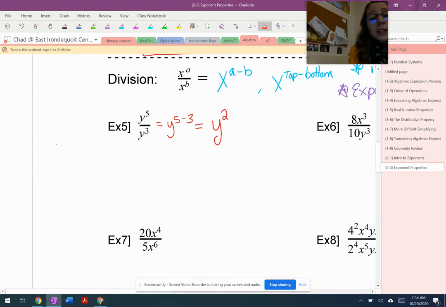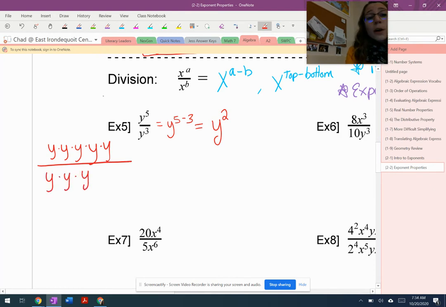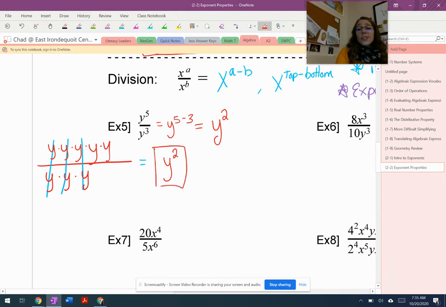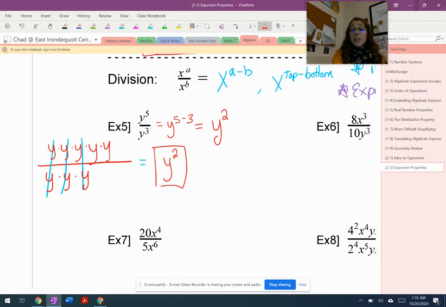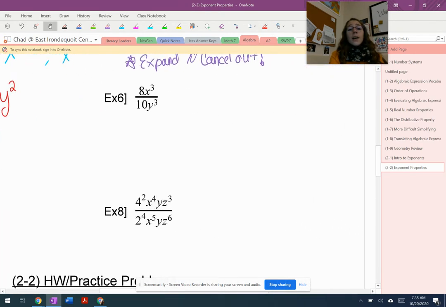So if I were to look at this and expand this, y to the 5th means y times y times y times y times y, 1, 2, 3, 4, 5, divided by y times y times y. Well, we know from years of math that y divided by y cancels out to be 1. So look what I have left. I have y times y left on the top of my fraction, and y times y is just y squared. So in most cases, you just need to ask yourself, is it worth getting the question wrong, or is it worth taking a little bit of time and expanding it, especially if you're not a memorizer and you confuse the rules.